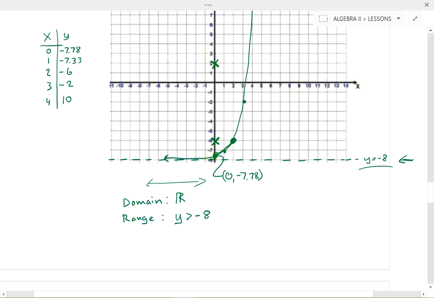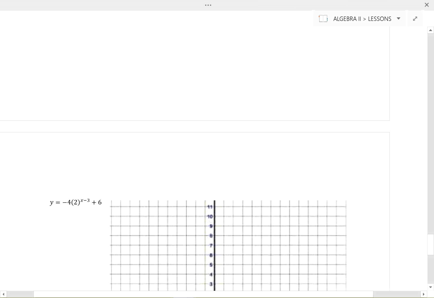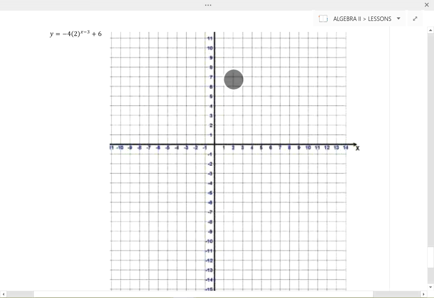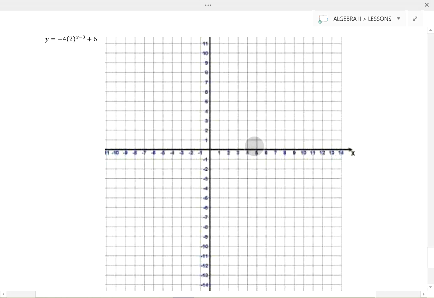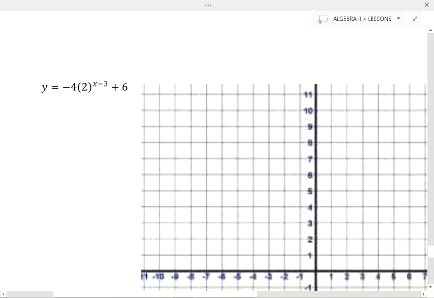So let's go ahead and take a look at another example. Let's compare this to the form that we saw: y equals a times b to the x minus h, plus k. In this example, our a value is -4, our b value is 2, our h value is, we've got to think opposite, negative is already there, so h is actually 3, and our k value is +6. So there are my values for a, b, h, and k.